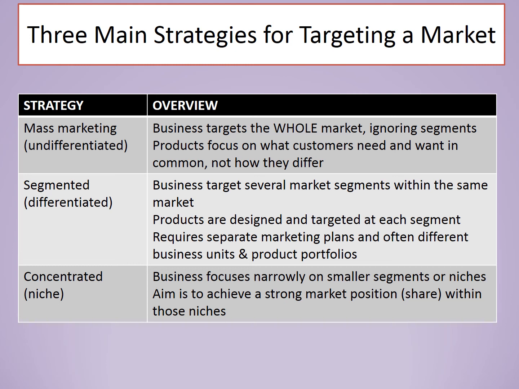Then you've got segmented, which is differentiated. So a business will target several market segments within the same market. Products are designed and then targeted at each segment, and it requires separate marketing plans and often different business units and product portfolios as well. Think like Unilever might produce male and female products that are very similar in style, and they certainly fall into the same health and beauty range, but they're not the exact same. They're aiming for those different segments, which we looked at in the last video.